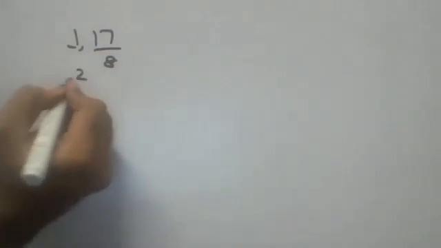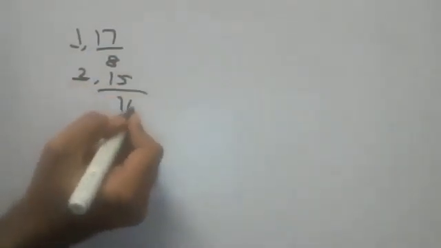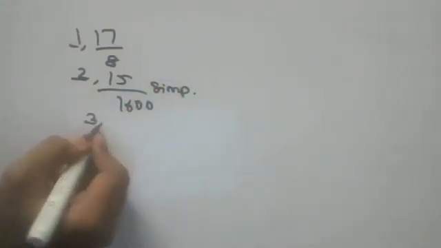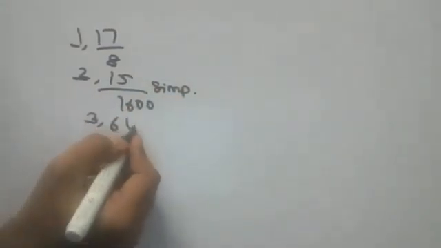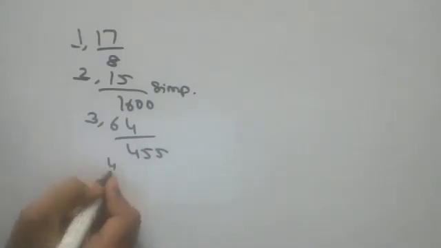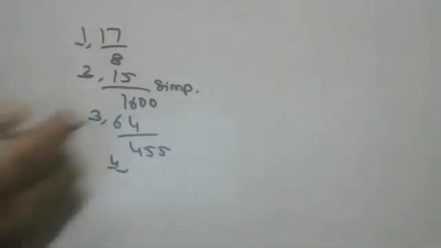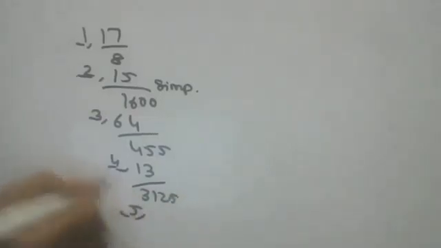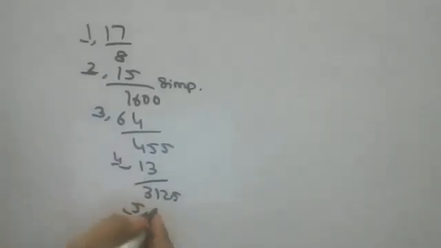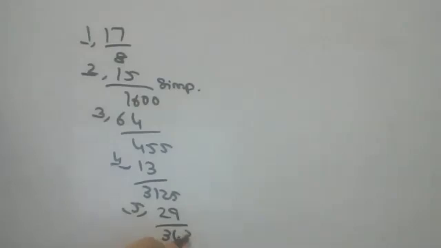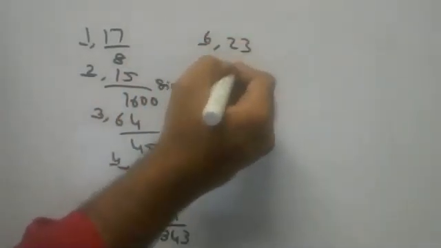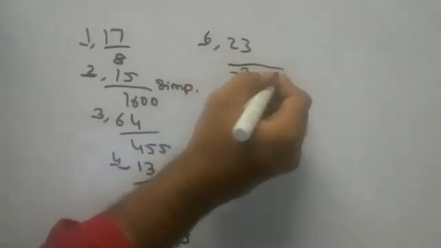17 by 8. 15 by 1600. Don't forget to simplify, children. 64 by 455. 13 by 3125. Please copy the questions, all of you. 29 by 343. And 23 by 2 square into 5 cube.